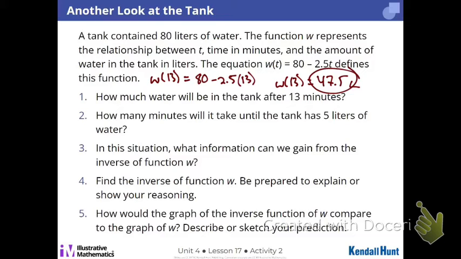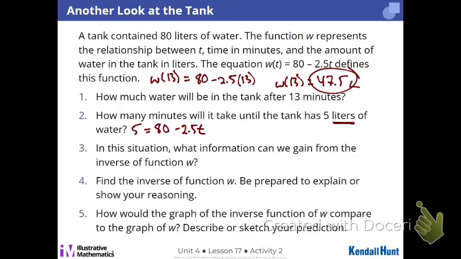time, right? But what are we given for number 2? We're given liters. So we have 2 options here. Option 1, which is kind of what this is trying to get you to do, I think: is liters the output or the input of our function? Output. So you'd have to say 5 equals 80 minus 2.5t. So that's how we can get it into our function, right?